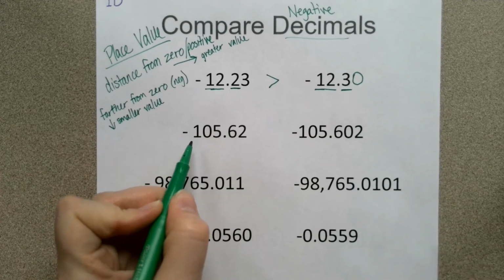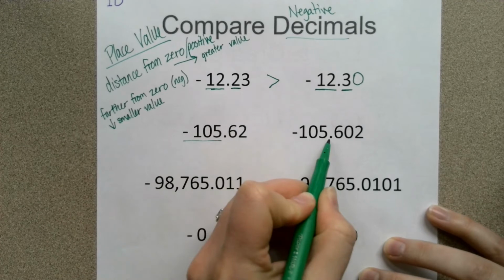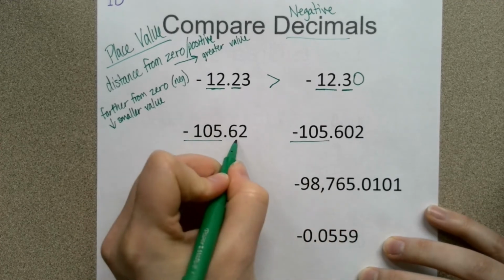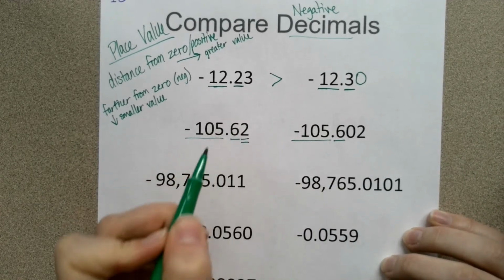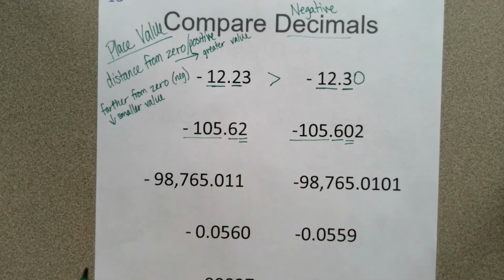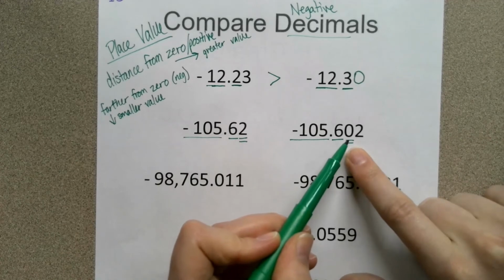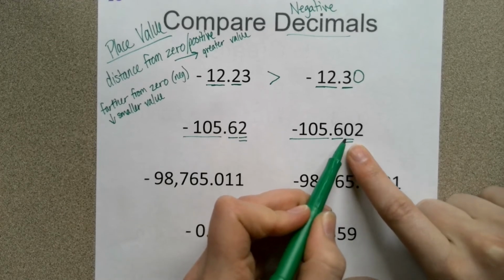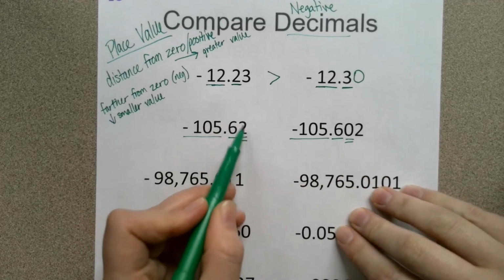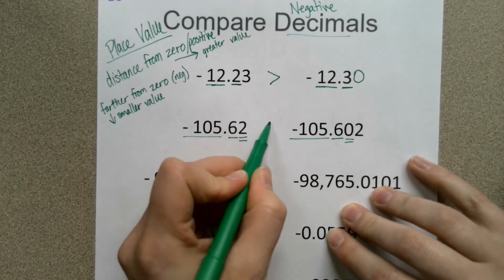Let's try the next one. We have both of them starting with negative 105. So at that point it matches. In the tenths place, they both have a 6. But then in the hundredths place, they have a 2 or a 0. In this case, when we're comparing, 0 is closer to 0 because it is 0, where 2 is farther away. So because this is closer to 0, it's going to be closer to positives, making it a greater number. If this one's greater, this one's less. This one's farther from 0, so it has a lesser value, meaning we're going to use the less than symbol.